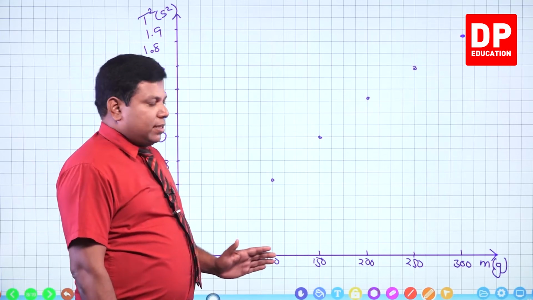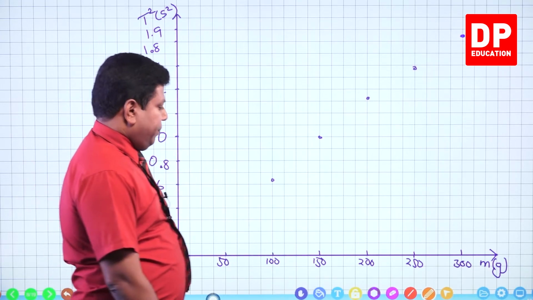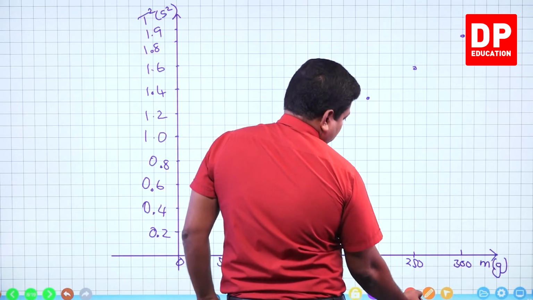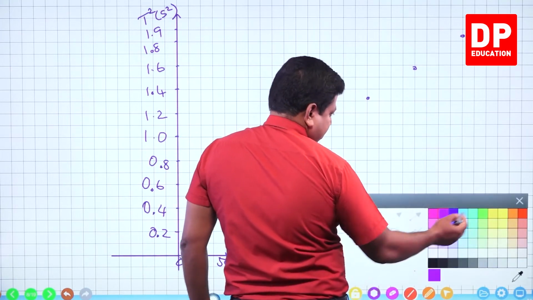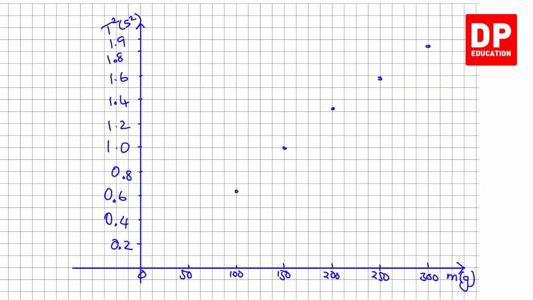Now let's draw the line and see whether we get a straight line through origin. If we get a straight line through origin, then it's verified that T squared and M are proportionate.